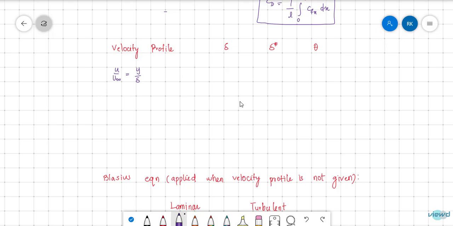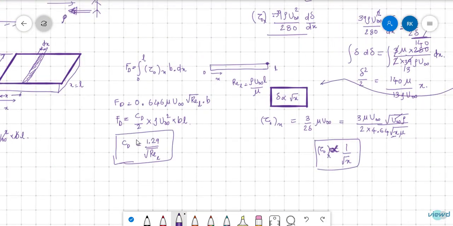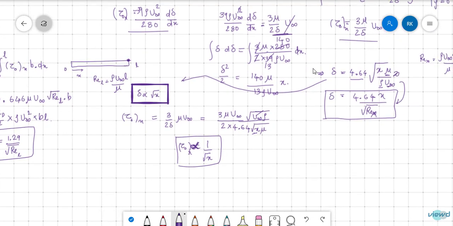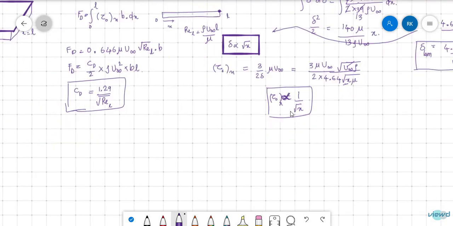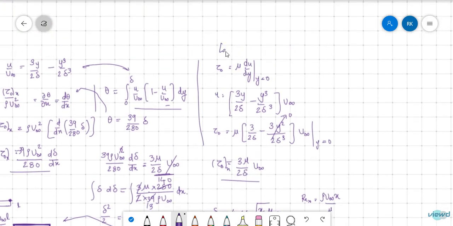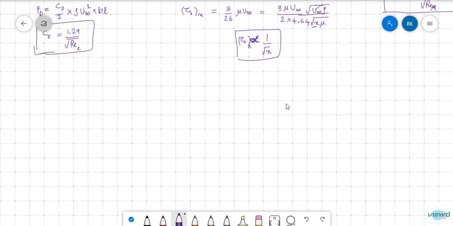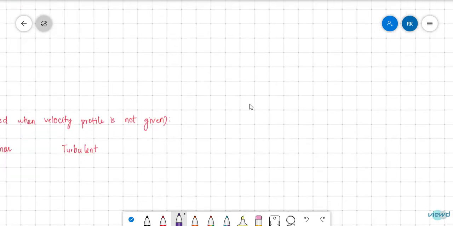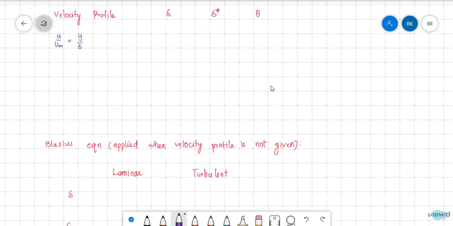Up to now, I forgot to say, we have found that this delta is equal to 4.64x by Reynolds number x. This delta is for laminar one. If it is laminar, then this delta should be applied. That is for laminar, because we have applied this, where is it? This one. This is for laminar, no? For laminar, mu into du by dy. If it is for turbulent, that will be mu into du by dy plus eta into du by dy.